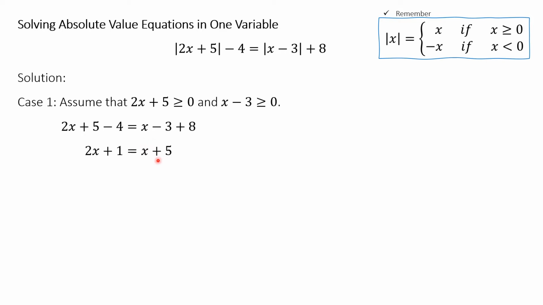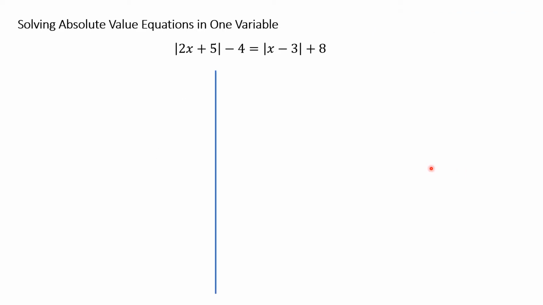Simplifying this, we'll get 2x plus 1 equals x plus 5, and combining similar terms, we'll have 2x minus x equals 5 minus 1, which results to x equals 4. To determine whether 4 satisfies the given equation, we can check it in different ways. Let's have the first one. First, we can check for x equals 4 by substituting this value in the given equation.